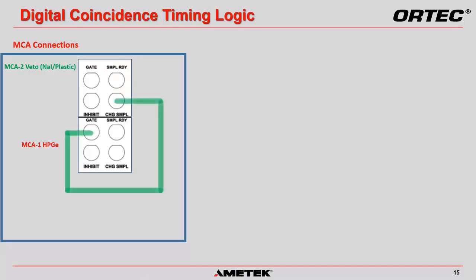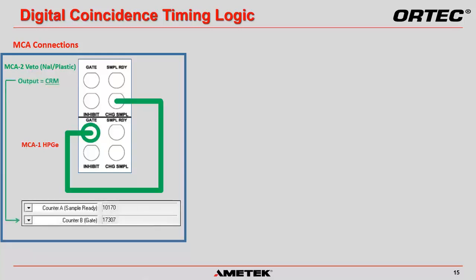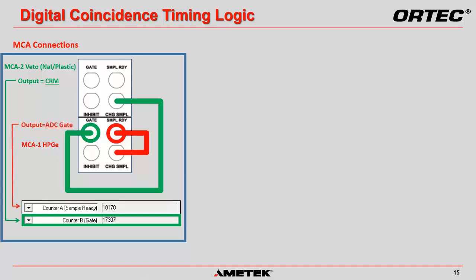The output port, which is labeled as change sample from MCA2, will be connected to the gate port on MCA1. The output in MCA2 must be set to CRM to send a TTL pulse to the MCA1 gate whenever the fast discriminator signals a photon arrival in the Veto detector. These events can be tracked using MCA1's digital counter B. The output port from MCA1 will be connected to the sample ready port on MCA1 with the output set to ADC gate so that we can track when the coincidence gate is applied using MCA1's digital counter A.